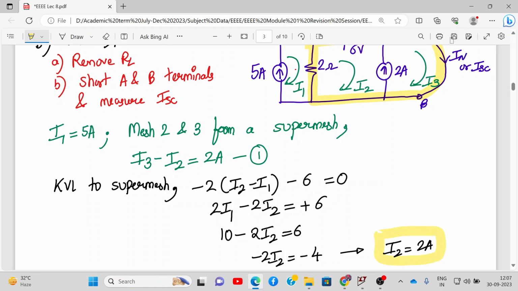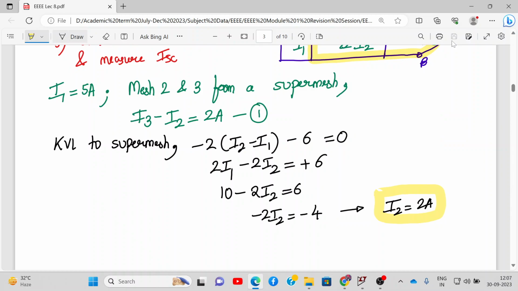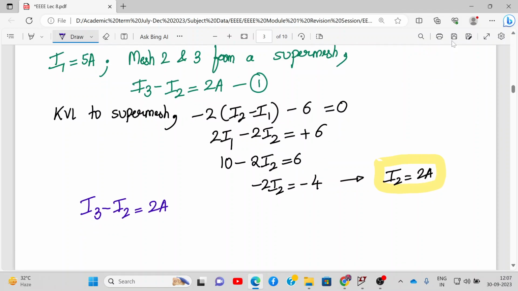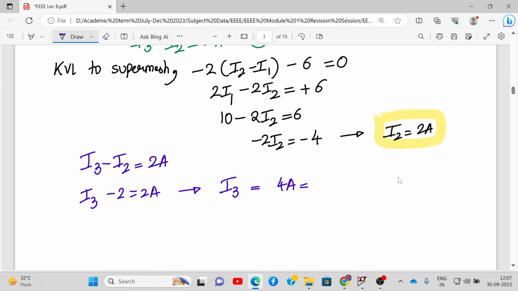So this is my value of my current I2. Now I require a value of I3. We have the relation that I3 minus I2 is equal to 2 amperes, and I2 is equal to 2 amperes. So what will be the value of I3? I3 will be around 4 amperes. Alright. So this I3 is the same as IN or ISC. So let us write it down. This is my Norton's current or my short circuit current. So this is how we calculate the Norton's current.